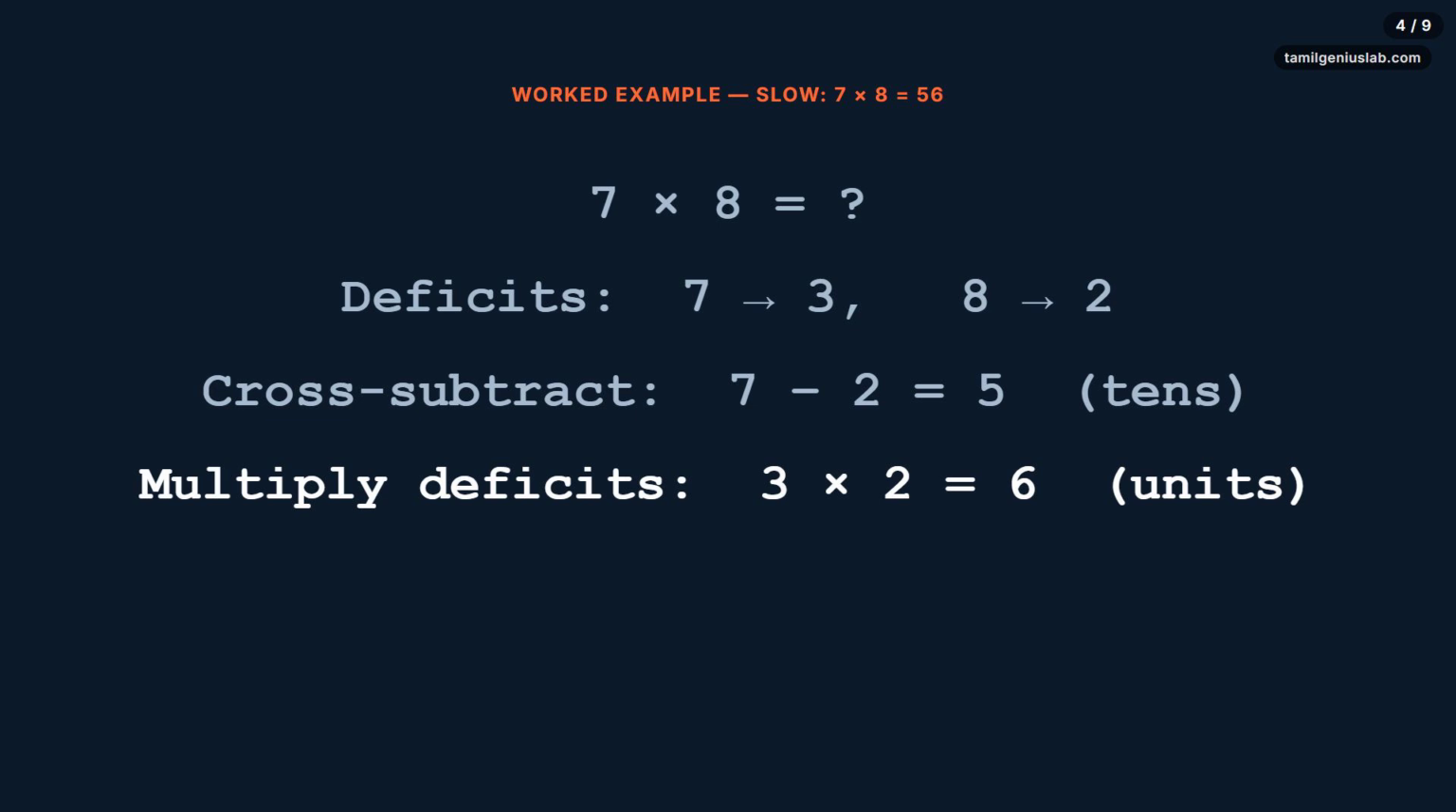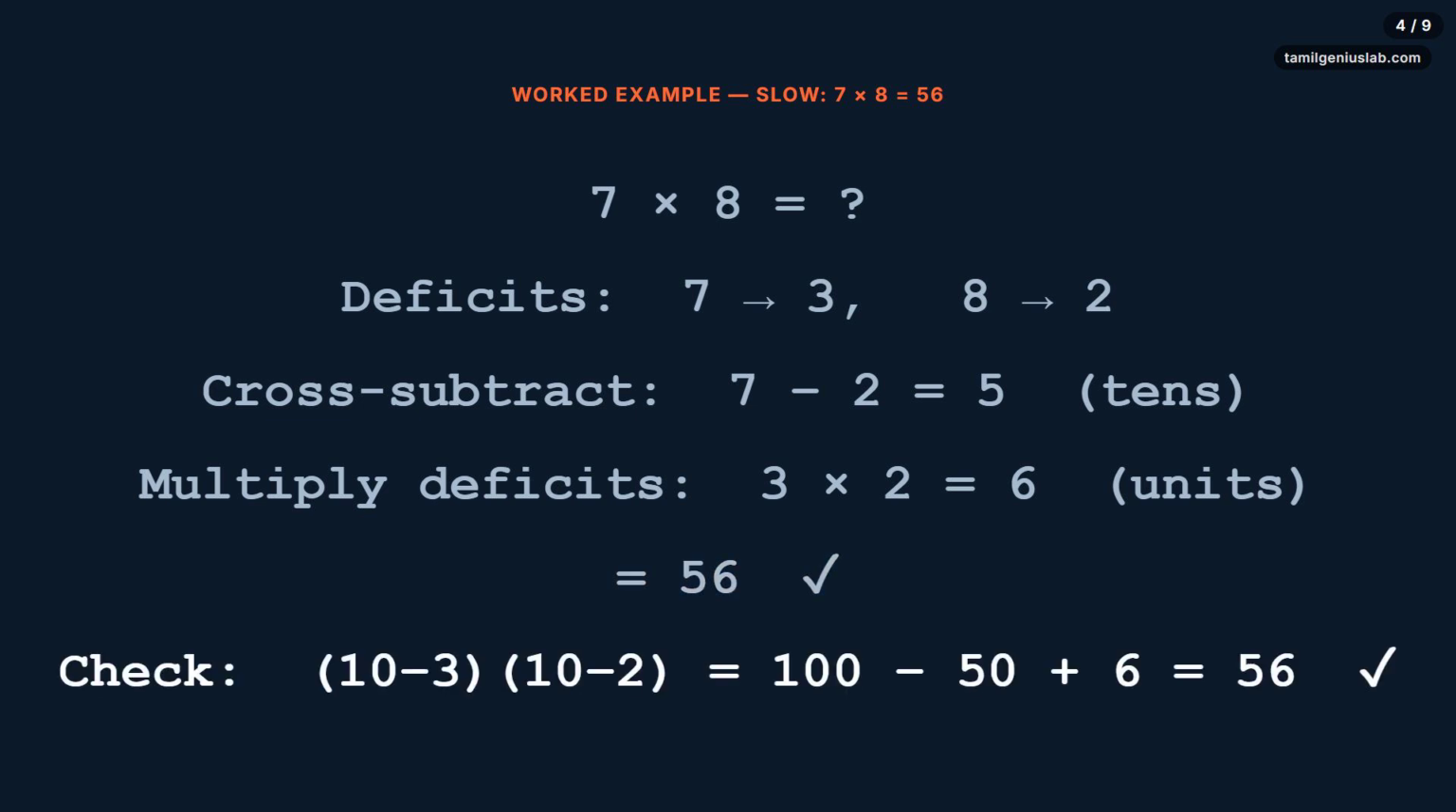56. Yes. Now the algebraic check to prove it. 7 times 8 is 10 minus 3 times 10 minus 2. Expand. 100 minus 30 minus 20 plus 6. 100 minus 50 is 50 plus 6. 56. Same answer. 2 paths. The shortcut is the derivation, compressed into 2 steps.